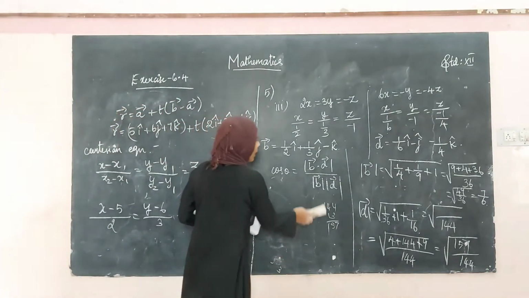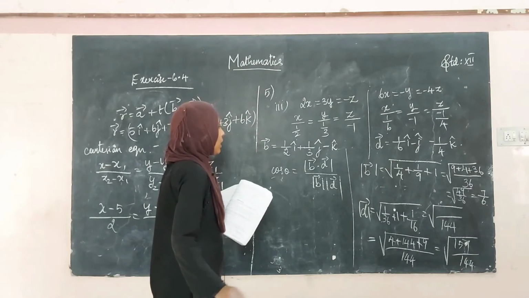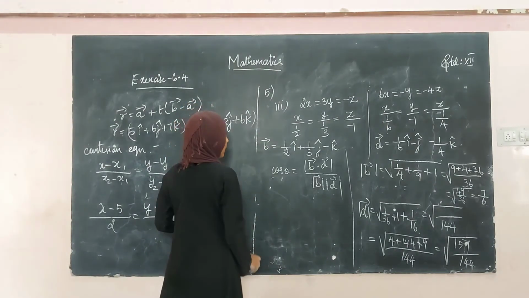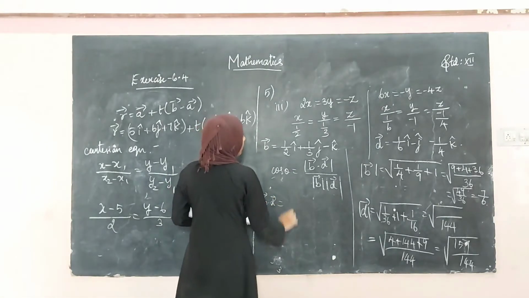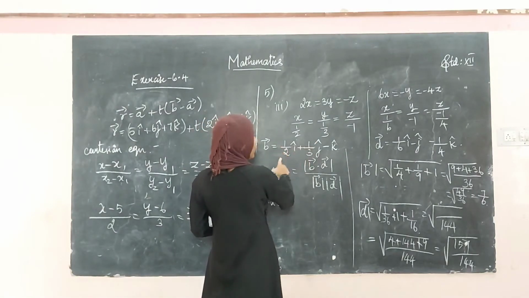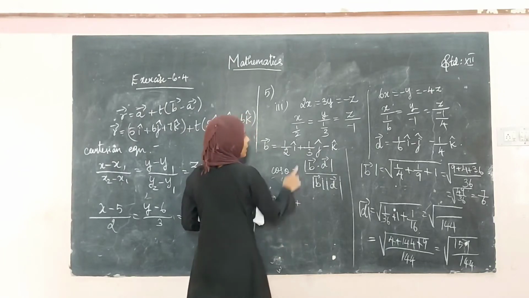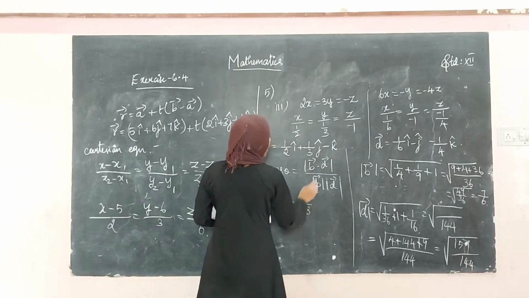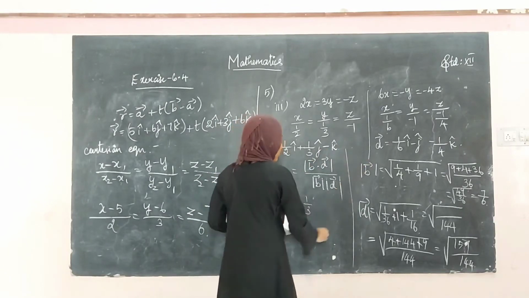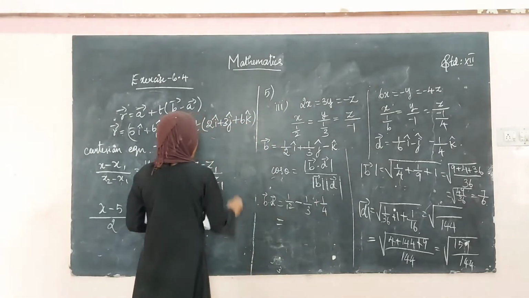Okay, so now we have found modulus of b vector and modulus of d vector. Now we have to find b vector dot d vector. What is b vector dot d vector? 1 by 2 into 1 by 6 is 1 by 12, plus 1 by 3 into minus 1 is minus 1 by 3, minus 1 into minus 1 by 4 is plus 1 by 4. Okay, now we have to take the LCM for this.